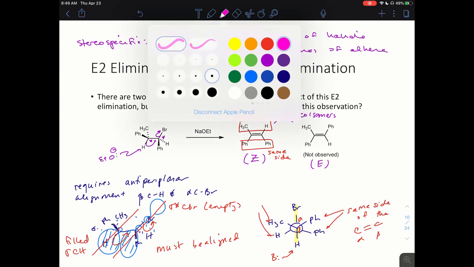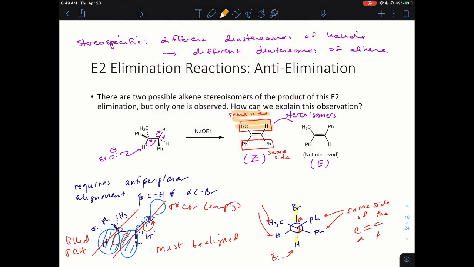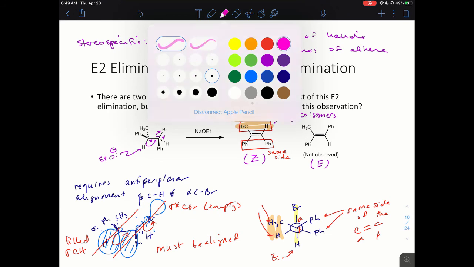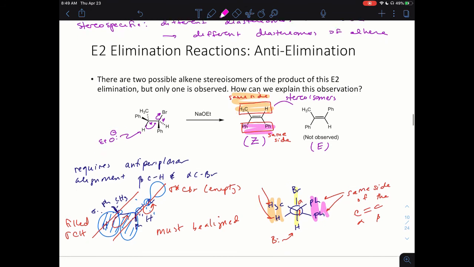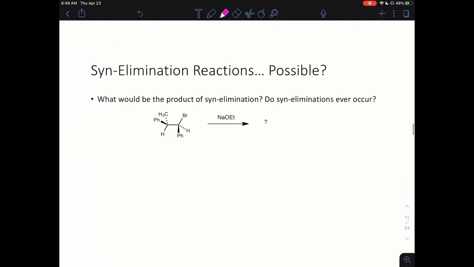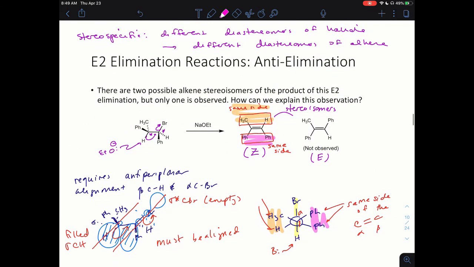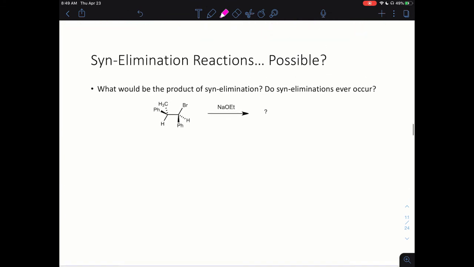Okay, so we're seeing this relationship with the methyl and the hydrogen forming here, and this relationship with the two phenyls forming here. So only one stereoisomer of the product is formed because of this requirement for the anti-periplanar alignment of the beta CH and the alpha CBr bonds in order for them to overlap. Now, so that's an anti-elimination. E2 reactions, by and large, they go by anti-elimination, almost always. But we can ask the question, is a syn elimination reaction possible? And I want you to think about that.